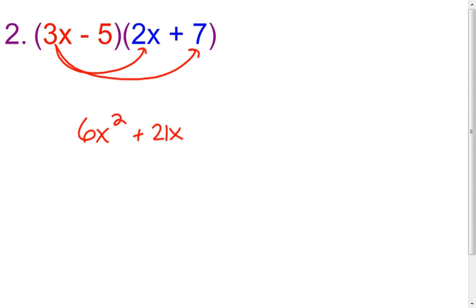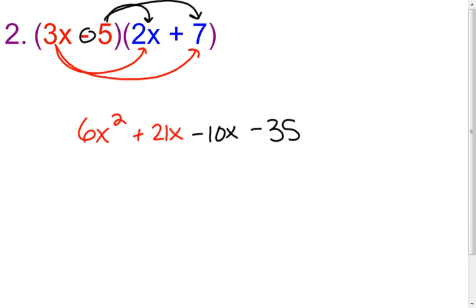Okay, I've done what I can with the 3x. Now it's time to move on. Be careful because this is negative 5 right here. So negative 5 times 2x, those are my two insides. Negative 5 times 2x is negative 10x. And then negative 5 times 7 is negative 35.